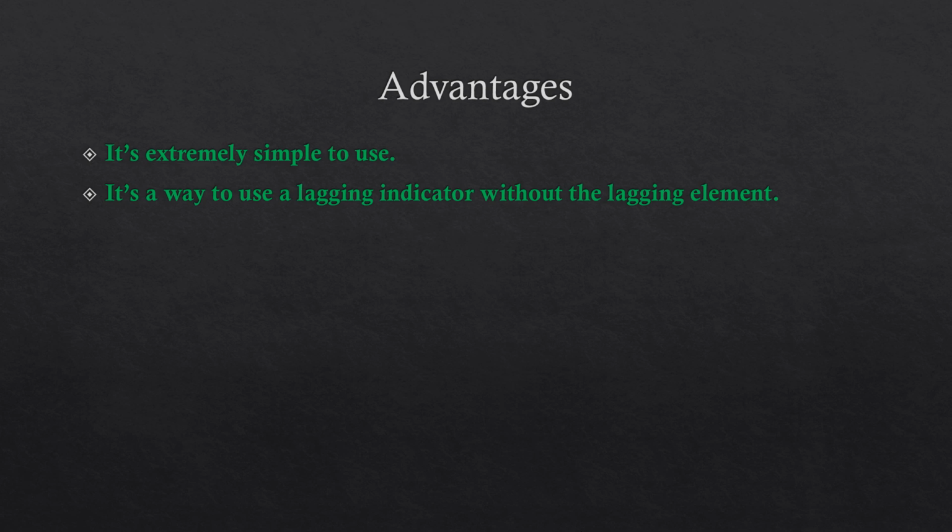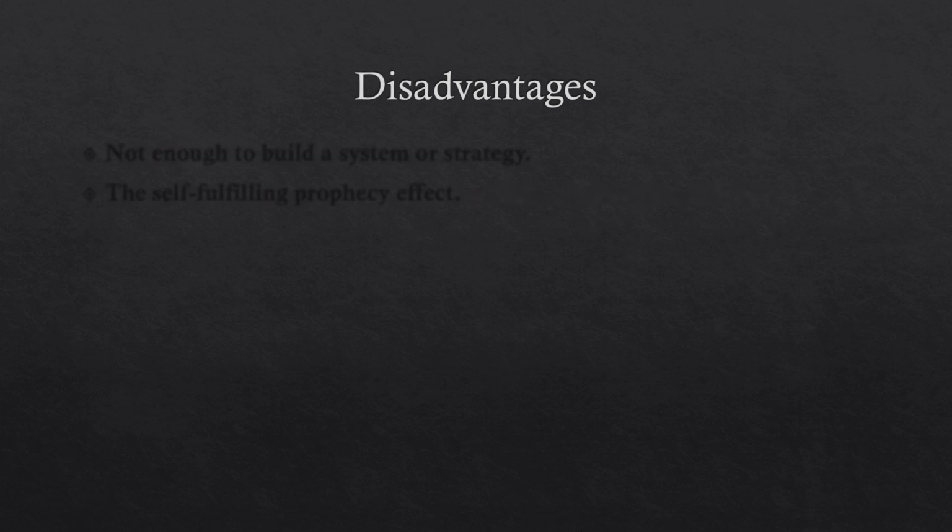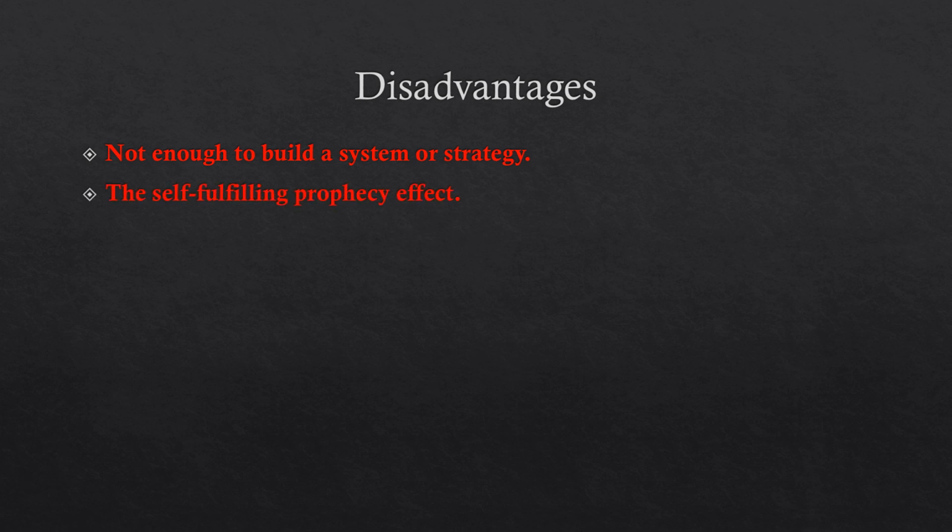As far as disadvantages go, this technique is a little bit different. Since we are removing the lagging element of moving averages, we don't really have the lack of adaptability issue. However, there are some problems with it. The main issue is that this technique in isolation is not enough to build a system or strategy. The other issue is the self-fulfilling prophecy effect. This will only work when there is nothing else more important happening in the market.